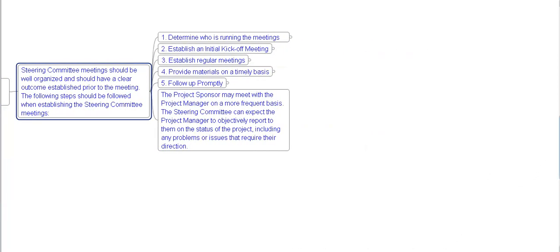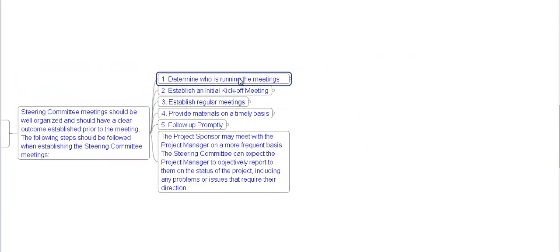Determine who is running the meeting. Establish an initial kickoff meeting. Establish regular meetings. Provide materials on a timely basis. Follow up promptly. Let's explore each one by one.